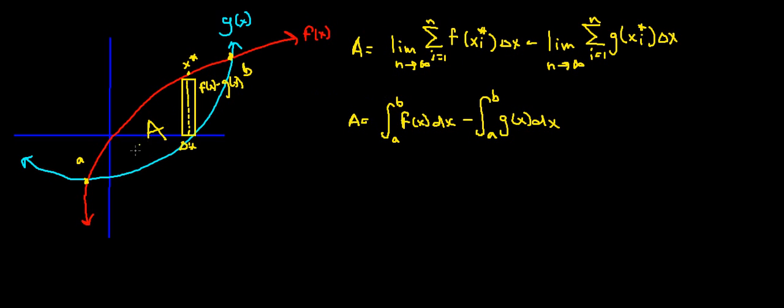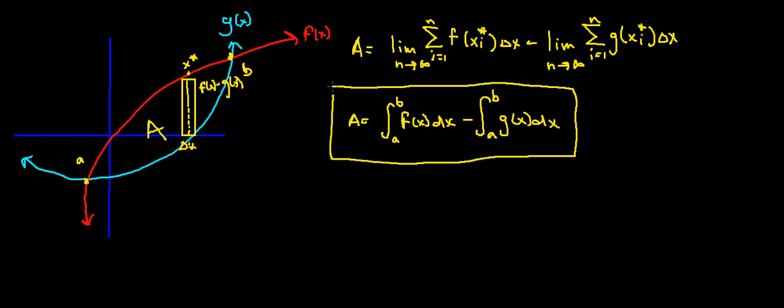Basically what I'm going to do is integrate f of x from a to b, and then I'm going to subtract the integral of g of x over that same interval from the first area. And the resulting area will be the difference between the two curves. So this is what I'm going to be using to find the area between two curves.